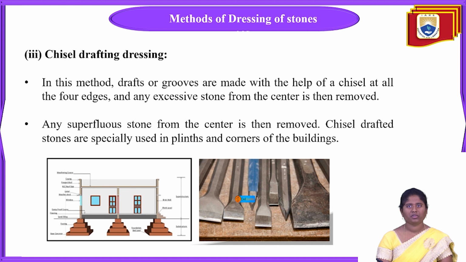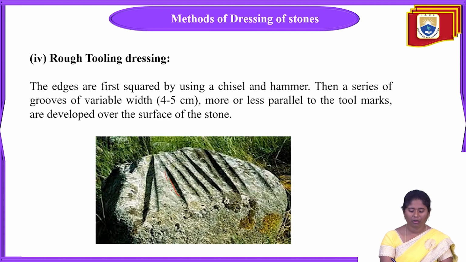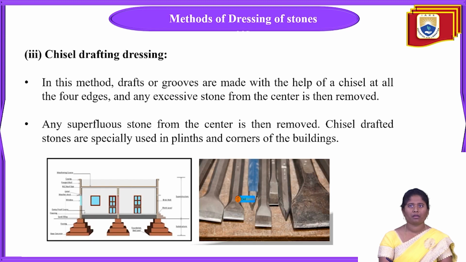Okay. Next one. The third one is chisel drafting dressing. And in this chisel drafting, there are drafts or grooves. What is meant by drafts or grooves? It is a small depth given on these stones, somewhat like holes. Okay, like this. Here you can see these are the grooves on the rock. Okay, these grooves are made with the help of the chisel on all four sides.